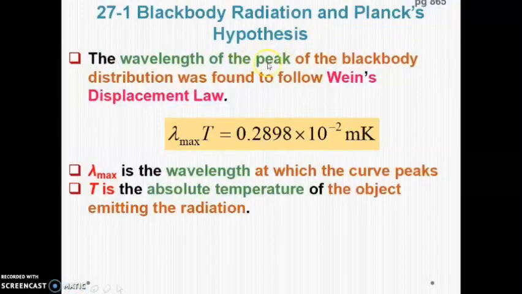So the wavelength of the peak of the blackbody distribution was found to follow Wien's displacement law. So lambda max T is equal to 0.2898 times 10 to the power of -2, and the unit is meter Kelvin. Lambda max here is the wavelength at which the curve peaks, and T here is the absolute temperature of the object emitting the radiation.